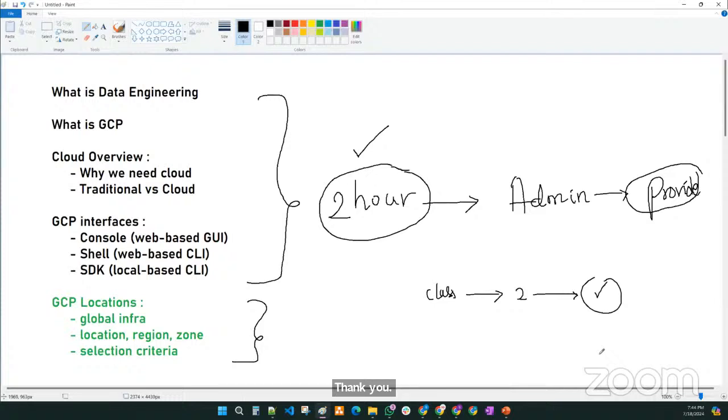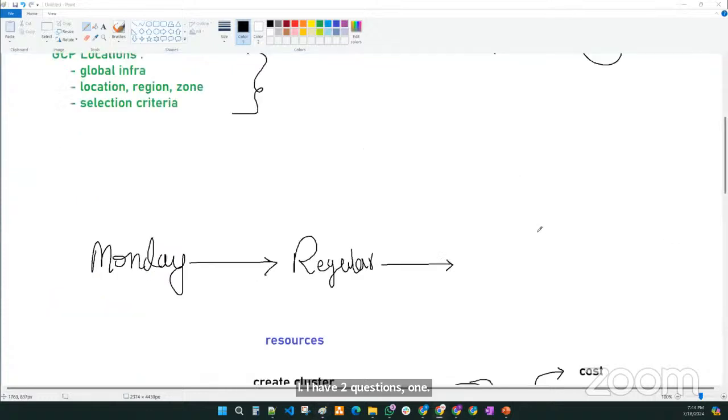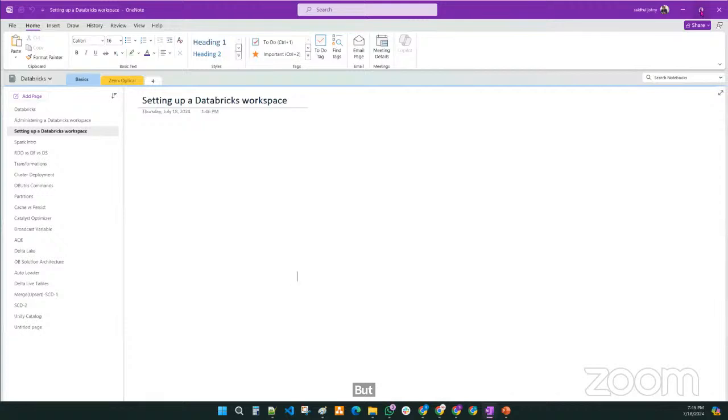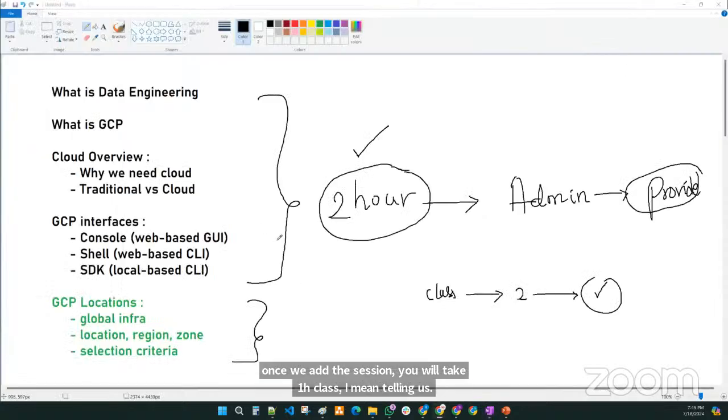Anyone have any other questions, guys? I have two questions. One is, after the class, today you just taught for 40 minutes. I can understand because it is just a theoretical session. But once we start the sessions, you'll be taking a 1 hour class, I mean, telling us. Of course. These are very, very basic sessions, guys, right? So that's the reason.